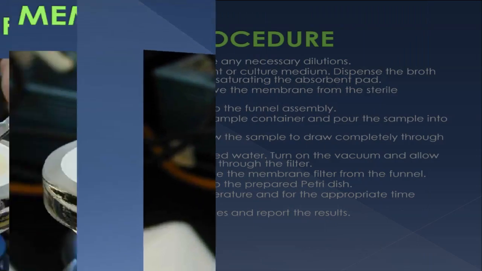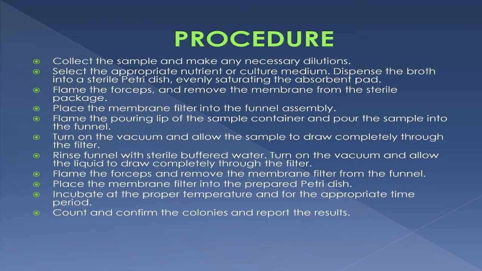Coming to the procedure, collect the sample and make any necessary dilutions. Select the appropriate nutrients or culture medium. Dispense the broth into a sterile petri dish, evenly saturating the absorbent pad. Flame the forceps and remove the membrane from the sterile package. Place the membrane filter into the funnel assembly. Flame the pouring lip of the sample container and pour the sample into the funnel.